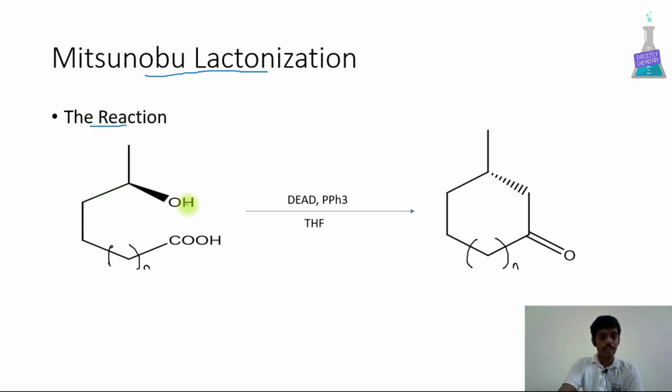This is the starting material which is an alcohol. We are treating with DEAD, PPh3. The solvent used is THF. What happens in the product is this one is converted into dash projection. You see here, this is converted into dash, and this COOH is converted into C double bond O. This is the Mitsunobu lactonization.